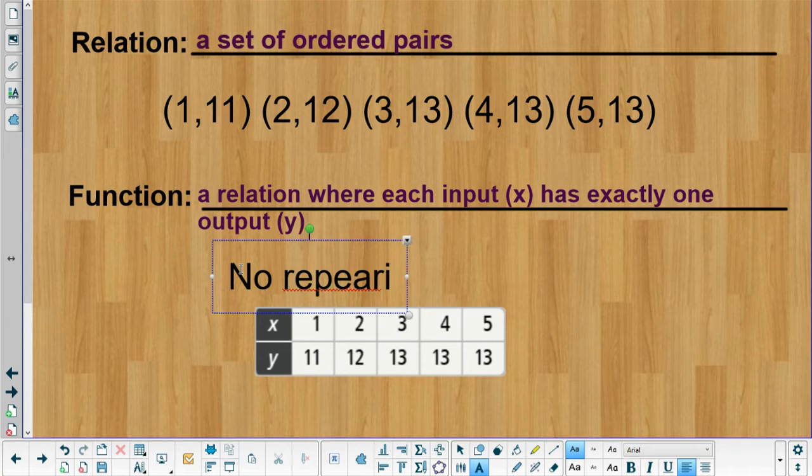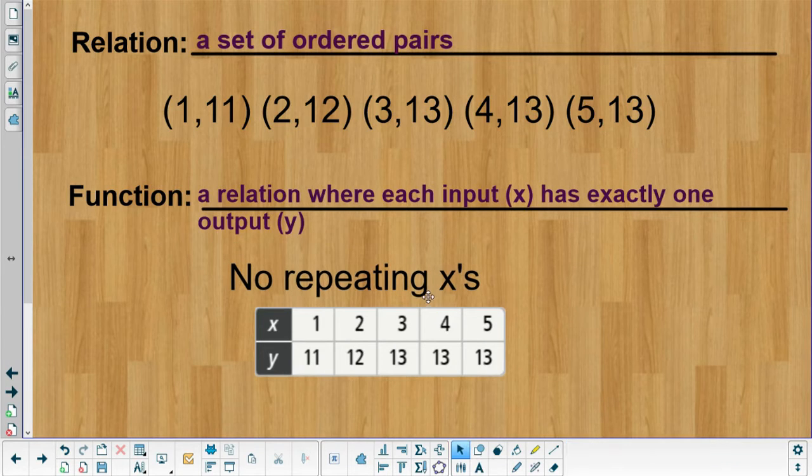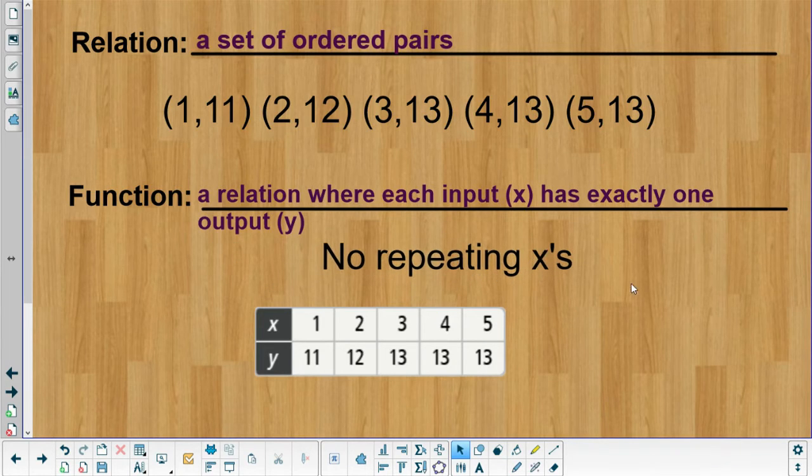No repeating x's. Okay, so I like to think about this in relationship terms. Ex-boyfriends, ex-girlfriends, you don't want to repeat them. You don't want to repeat history. Whatever was bad with that ex-girlfriend or boyfriend is going to happen again. So do not repeat your exes. So when you're looking at these, do any of my X values repeat? No. Okay, the Y's we don't care about.